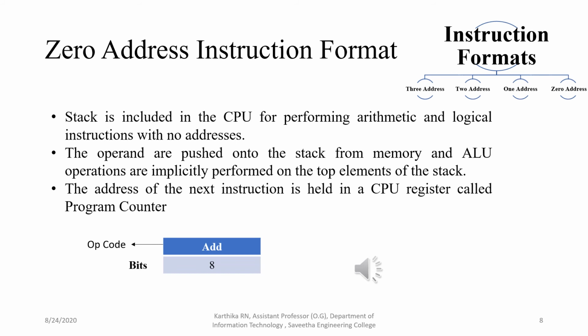We'll see how the stack is related to the zero address instruction format. The stack is mainly used by the CPU for performing arithmetic and logic instructions with no addresses. The operands are pushed onto the stack from memory, and arithmetic logic unit operations are implicitly performed on the top element of the stack, that is TOS, top of the stack. The address of the next instruction is held in a CPU register called the program counter. See the example over here. An addition is performed: top of stack is equal to top of stack plus second top of stack. This is your addition operation.